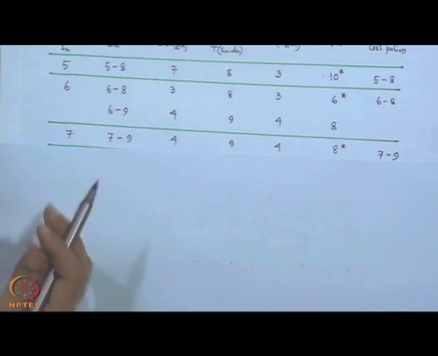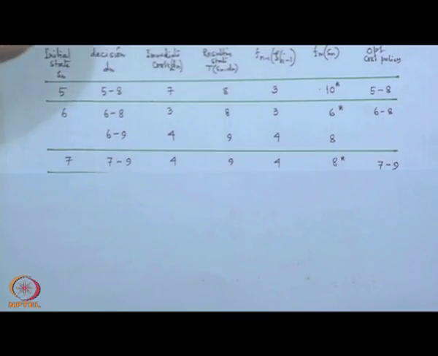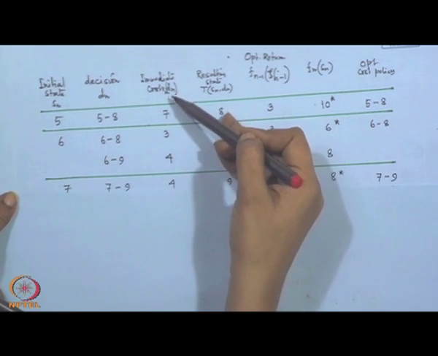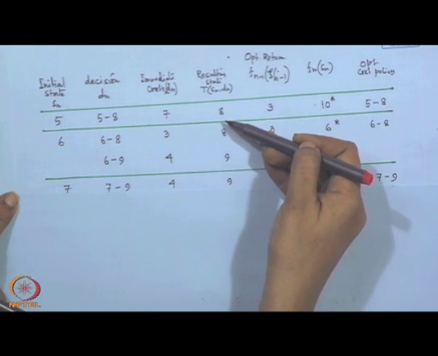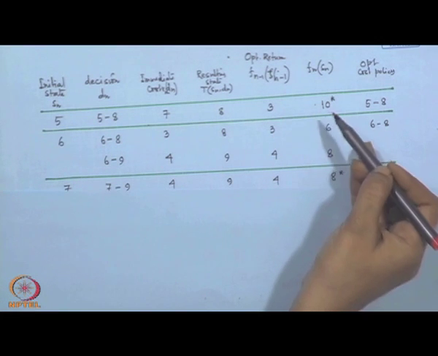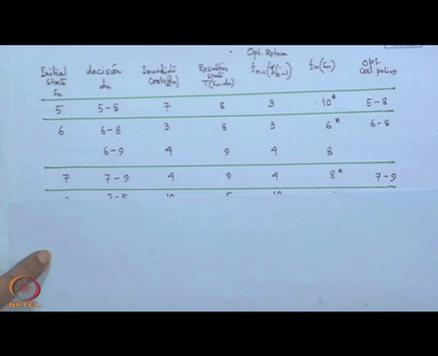I have written the alternatives 5, 6, 7 for stage 2 here. These are the headings: initial state, the decisions, the immediate cost we have to incur for that decision, the resulting state, the optimal return in the previous stage, and the functional value. Accordingly, we will take the decision.